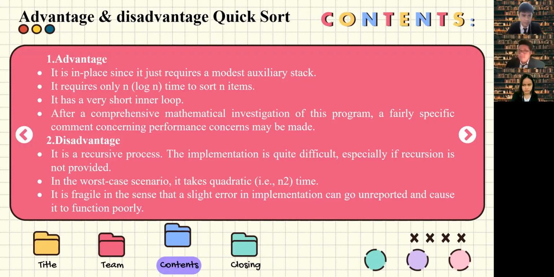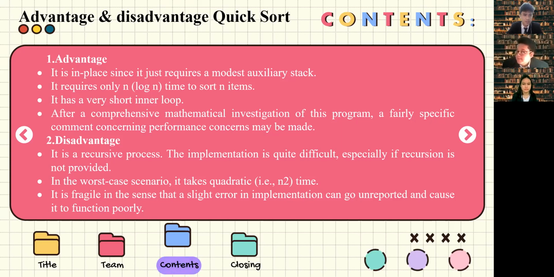Okay, I will explain the advantages and disadvantages of quicksort. Advantages. First, it is in place since it just requires a modest auxiliary stack. Second, it requires only n log n time to sort n items. Third, it has a very short inner loop. Last, after a comprehensive mathematical investigation of this program, a fairly specific comment concerning performance may be made.